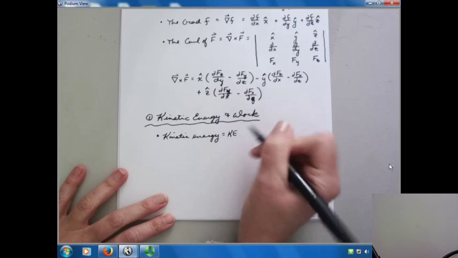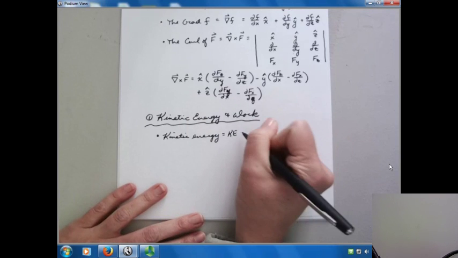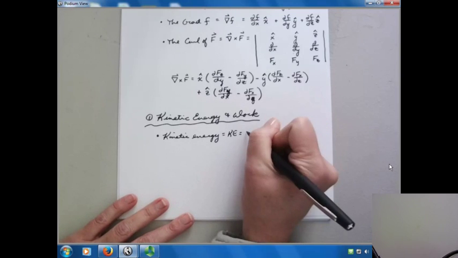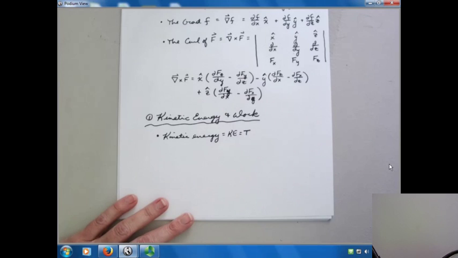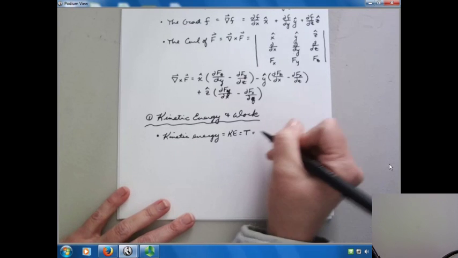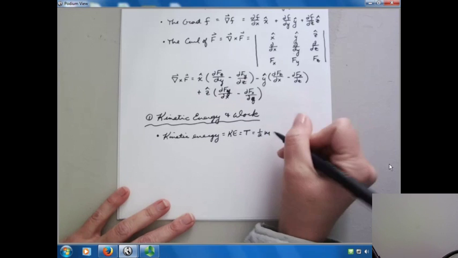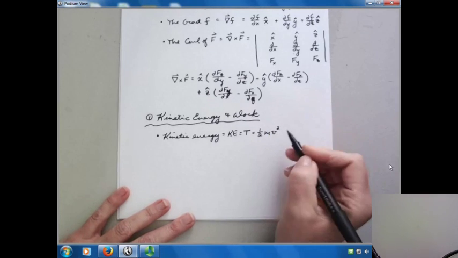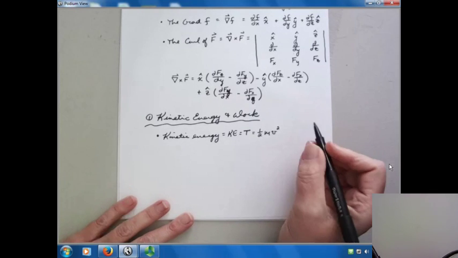And sometimes I'll just use KE for that. That's sort of what I'm used to, but I'm going to try to transition and be consistent with your author who uses capital T. All right. And clearly for a single particle, that's just equal to 1/2 the mass of the particle times the speed of the particle squared, which would also be the velocity of the particle dotted with itself.